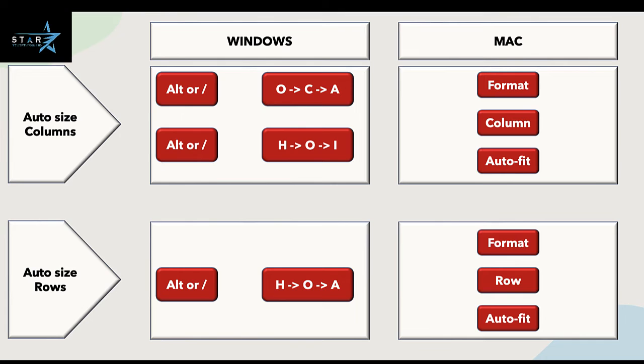Let's look at how we are going to auto size rows. In Windows, there is only one shortcut to auto size rows, which is Alt or backslash HOA. When it comes to Mac, again the traditional method, which is click on format, row and auto fit.